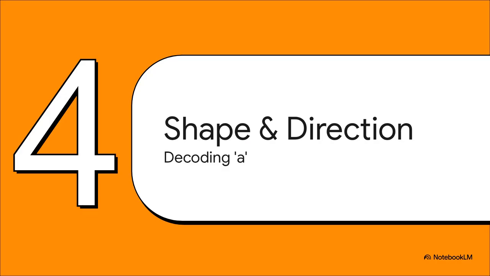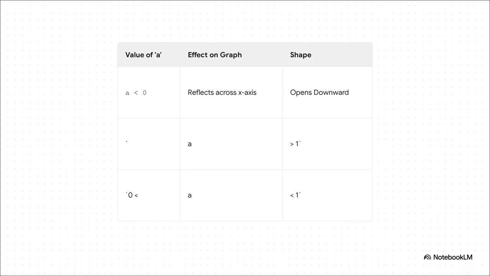All right, we've totally mastered moving the graph around. Now let's get to the final piece of our code, that A value. This is the number multiplied out front, and it's in charge of two really cool things, the V's shape and which direction it opens. This little table really breaks it down nicely.